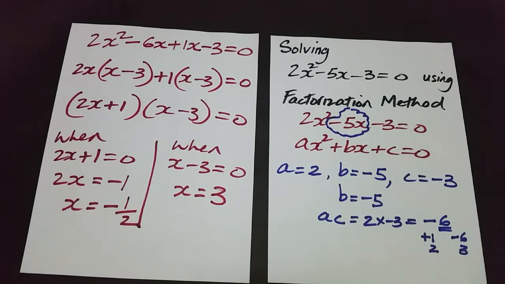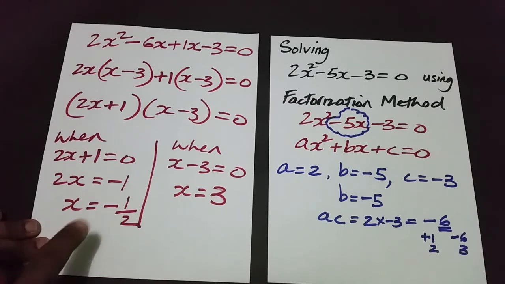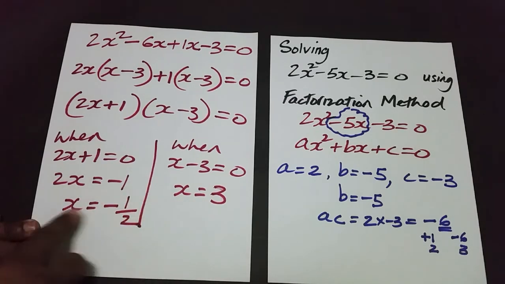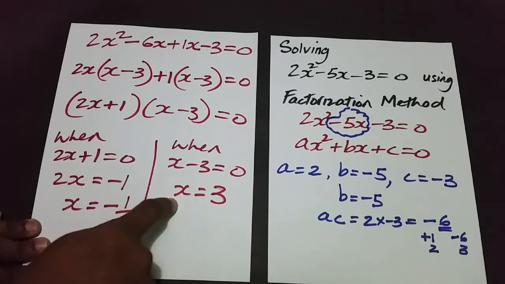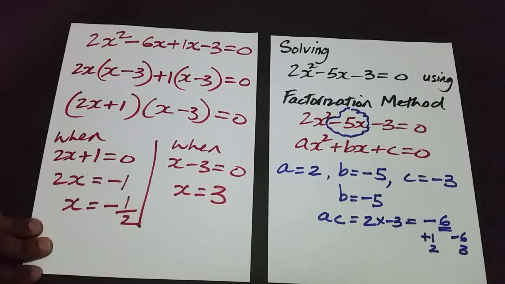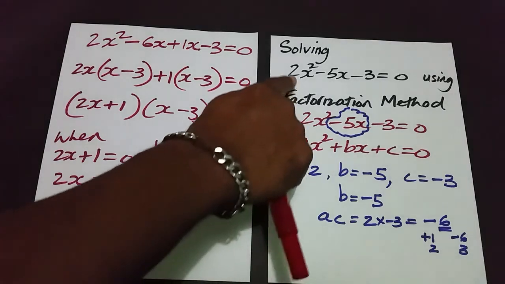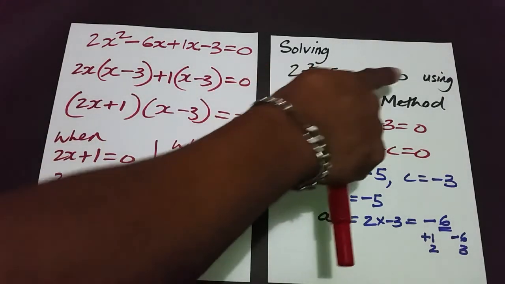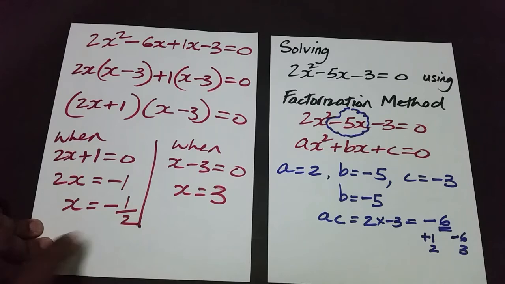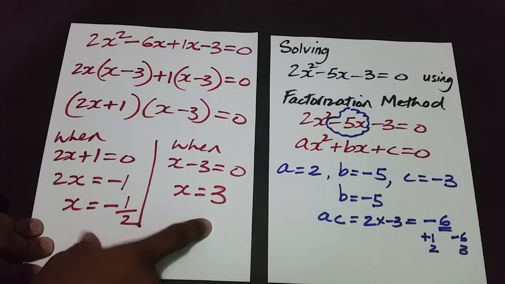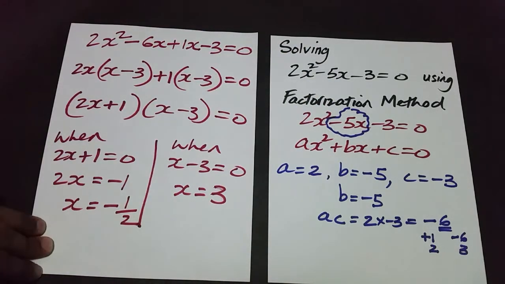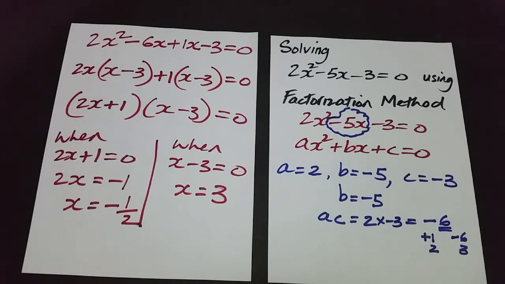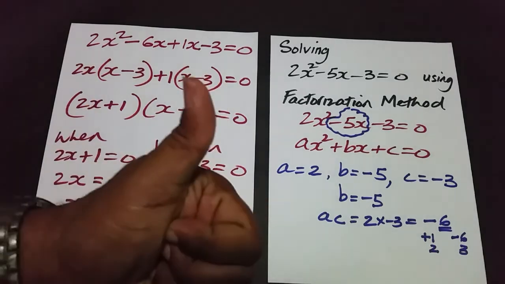So we have just solved the quadratic equation 2x squared minus 5x minus 3 equals 0 using the factorization method. And we ended up with two answers, one being x is equal to negative a half, and the value of x is also 3. And as I said before, if you plug in each of these inside here, you'll see that the left-hand side is going to be equal to 0, which means that these two values of x would satisfy that equation. So we've answered it, and I hope you guys found this video insightful, and I'll see you guys on the next video.